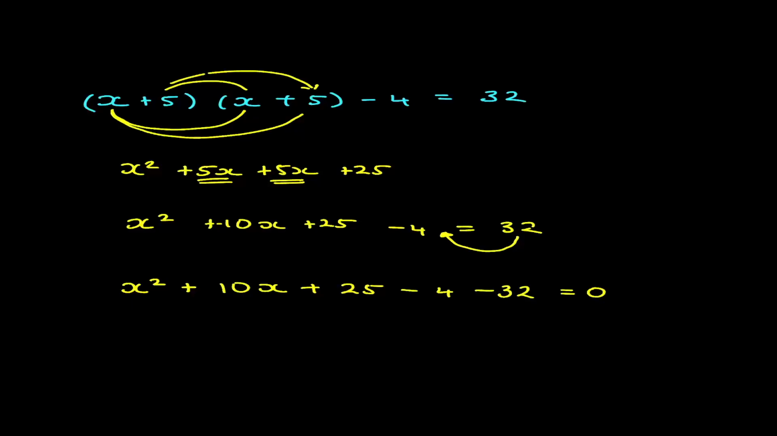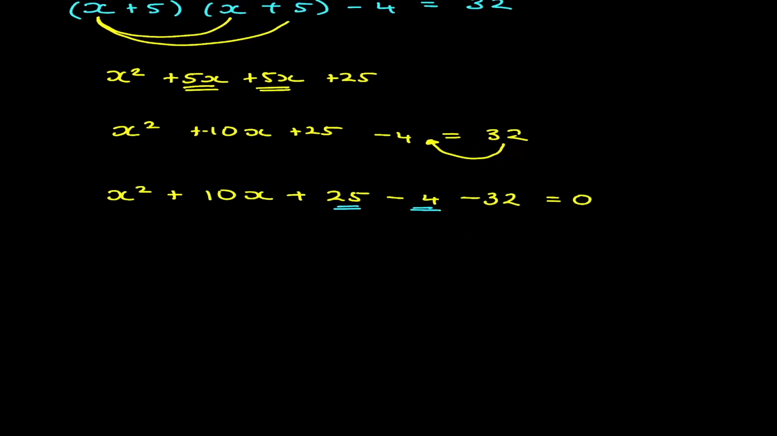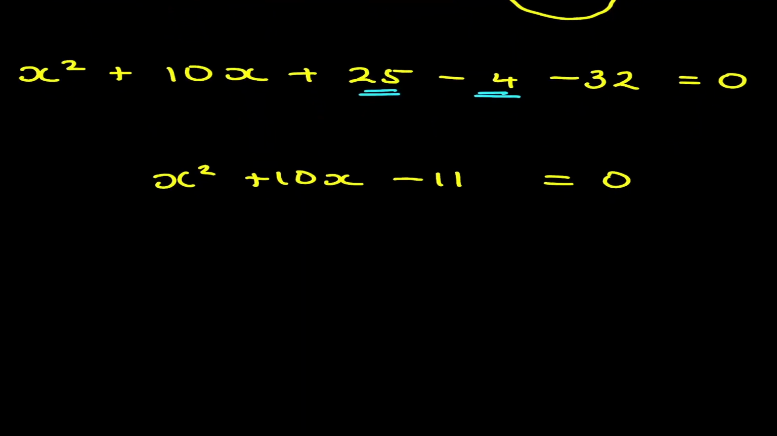Beautiful. And let's collect our like terms. So you've got 25 take 4, which is 21. And then you've got 21 take 32, which is negative 11. So let's rewrite this. We still have our x squared. We still have 10x. And then we did 25 take 4, which is 21, 21 take 32, which is negative 11. And this equals 0. Okay, so it looks a bit more straightforward. We could try to solve this quadratic.